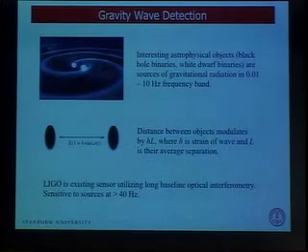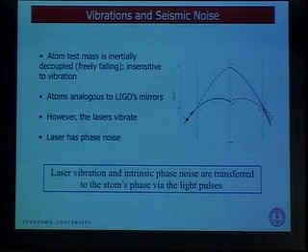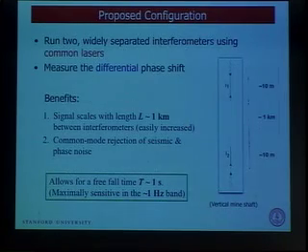So the proposed experiment, let's see, I'm going to run out of time. I've basically said this already. The test mass is inertially decoupled, it's freely falling, insensitive to vibration. We're just replacing the mirrors with atoms, and the limiters to this scheme are really the laser vibration and the laser's intrinsic phase noise. Okay, so this is the proposal.